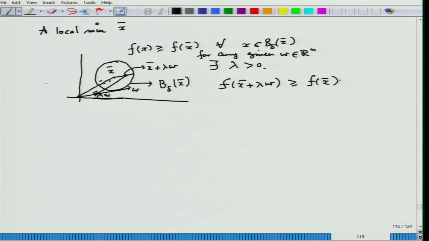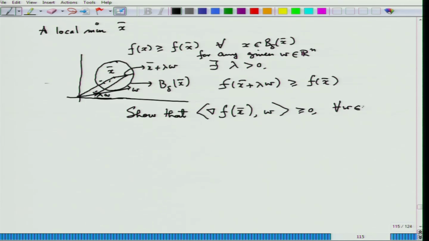By Taylor's expansion, I would again leave it as homework, show that grad f of x bar times w is greater than or equal to 0 for all w in R n. This is exactly the optimality condition when we are talking about a local minima of a differentiable function. In fact, for any w you will get grad f x bar equal to 0, because you will put w equal to minus grad f x bar. But this is the basic optimality condition.